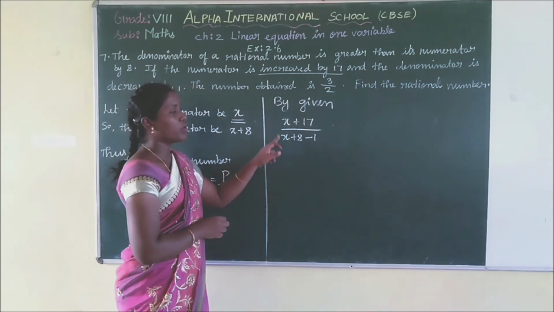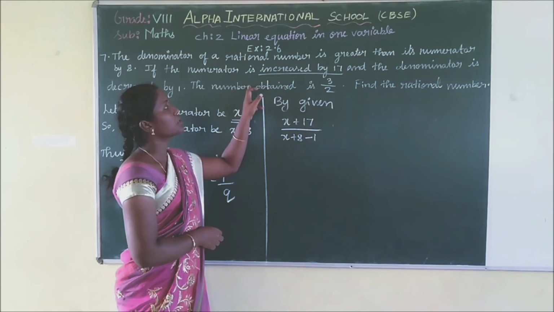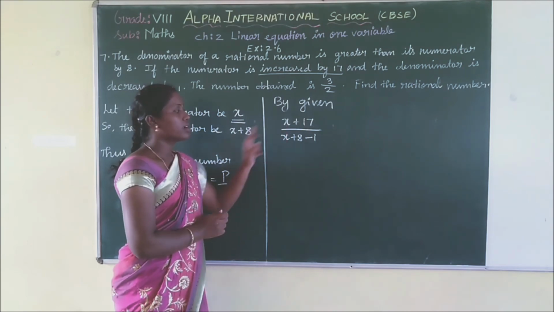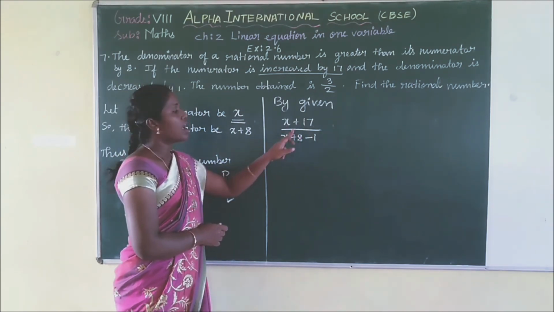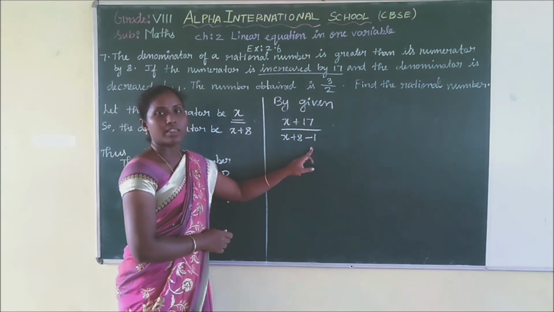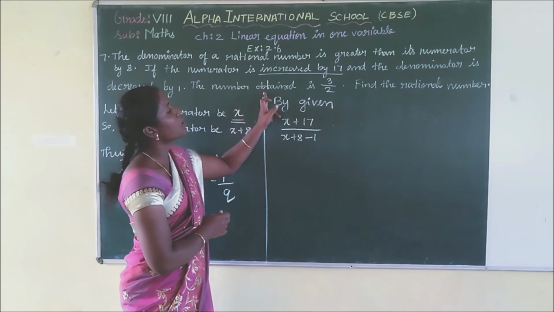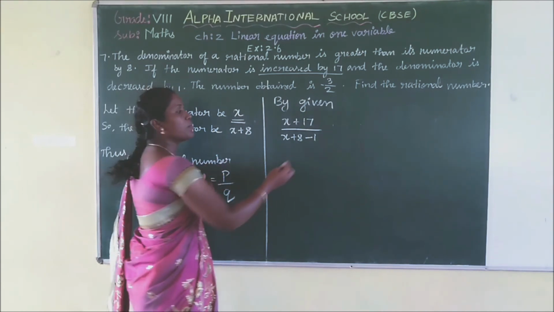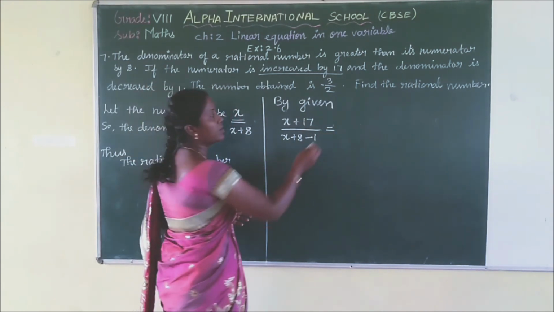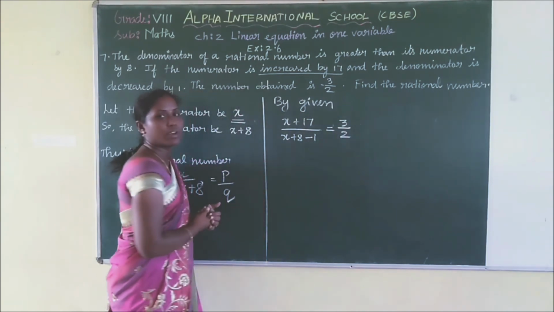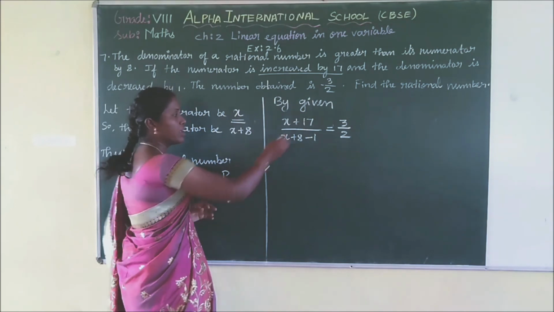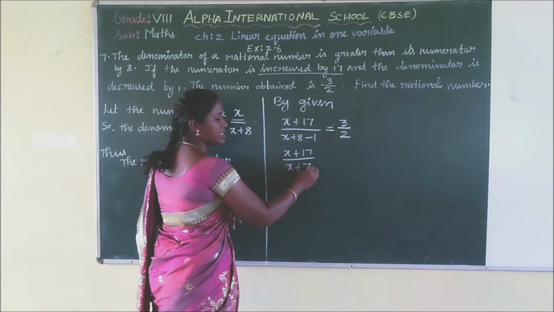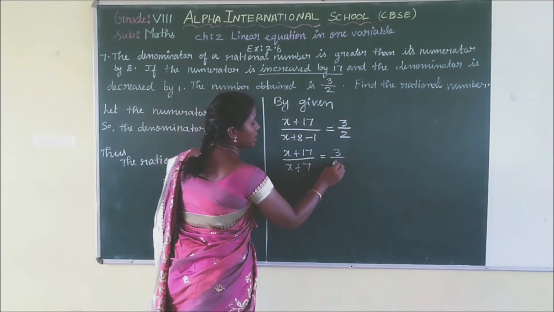Okay. So be clear how we found this condition. The second condition given in the question is, if the numerator is increased by 17 and the denominator is decreased by 1, so in the numerator we are adding 17 and in the denominator we are subtracting 1, then the number we obtain will be equal to 3 by 2. See, now we got the equation form. Before that, simplify this: x plus 17 by x plus, what is 8 minus 1? That is 7, is equal to 3 by 2.